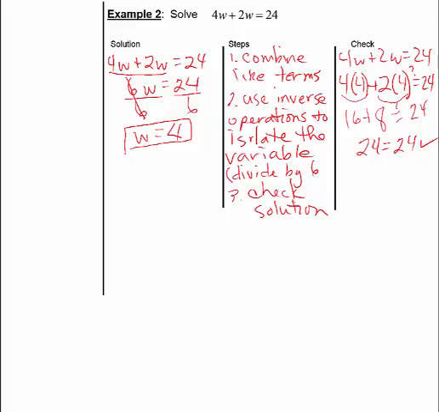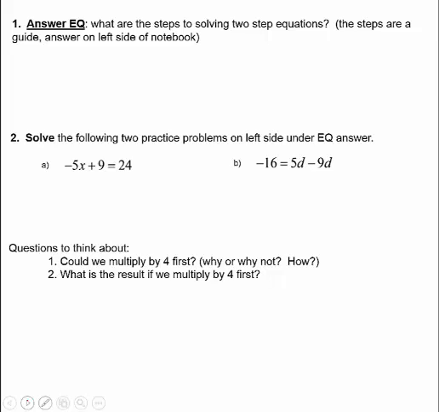The next slide has the essential question again, which I want you to answer on the left side of your notebook, the left page, and 2 example problems. So you'll do your essential question, the 2 example problems, and then I have a couple of extra questions to think about. So again, on the left side of your notebook, you're going to answer what are the steps to solve 2-step equations. So you're just going to write out one set of steps based on the 2 example problems we've done. Then you're going to solve the following 2 practice problems, A and B. And then I just want you to look at these questions down at the bottom, think about them, and we'll start there next class.